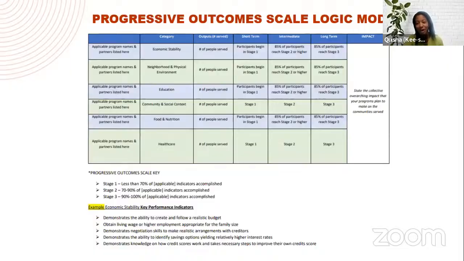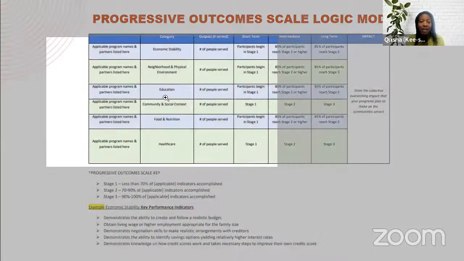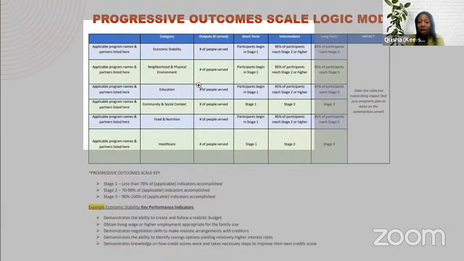So what you're looking at here, and I need you to follow along with me and pay attention, because this is going to be important. This is a live stream, so you can always replay it if you need to. What you're looking at is a progressive outcome scale logic model. I'm just going to highlight some of the areas that I'll be talking about.